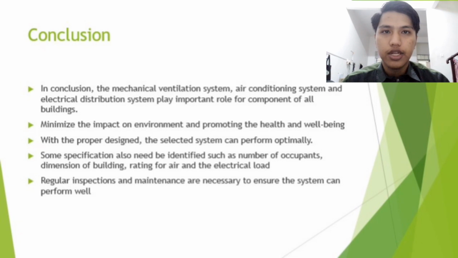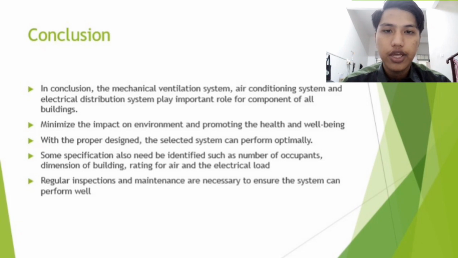So, in conclusion, the mechanical ventilation, air conditioning and electrical distribution systems play an important role as components of our building. This kind of system ensures a safe and healthy environment. Next, it can minimize the impact on the environment and promote health and well-being.